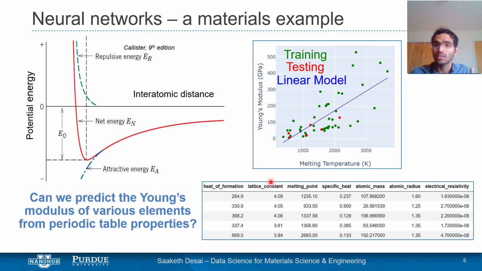So the question that we ask is, can we predict the Young's modulus of various elements given periodic table properties such as heat of formations, lattice constants, atomic mass, atomic radius, etc.? Kind of similar to the example that I just talked about, where the neural network predicted the stability of the compound given such elemental information. In this example, we are predicting the Young's modulus only for single elements, so the problem is much simpler. But how do we go about doing this?